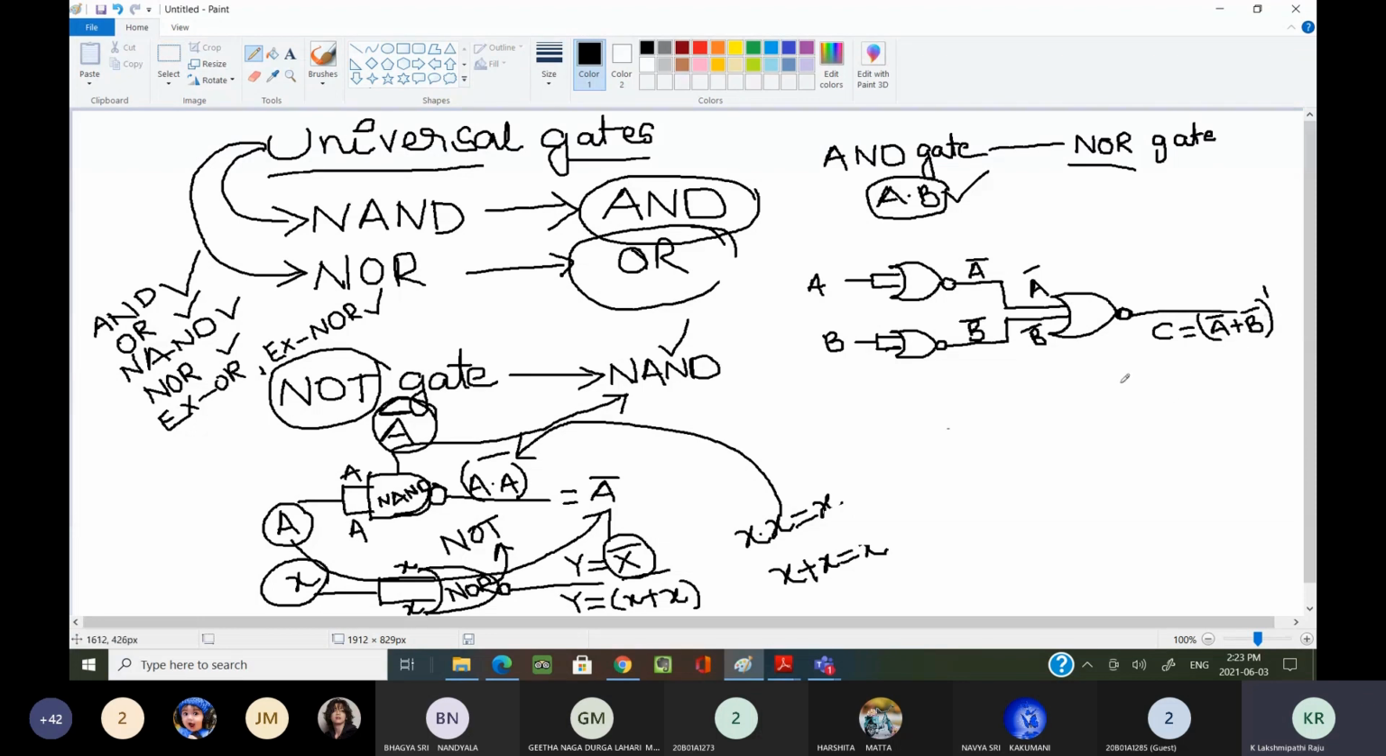If you expand this, A complement plus B complement, whole complement, what will it become? By using De Morgan's law, it will become A complement whole complement into B complement whole complement.